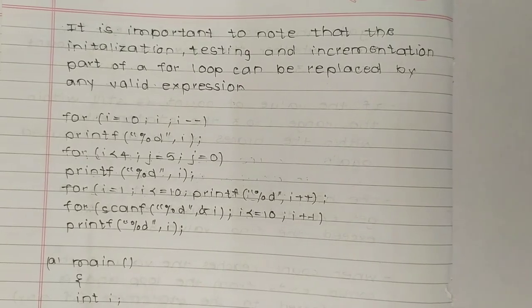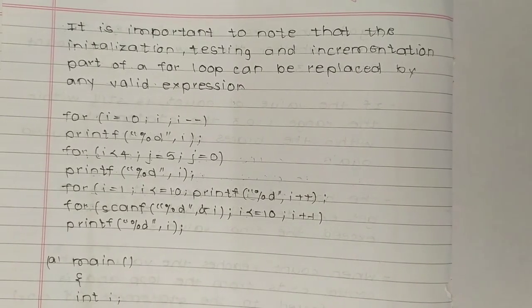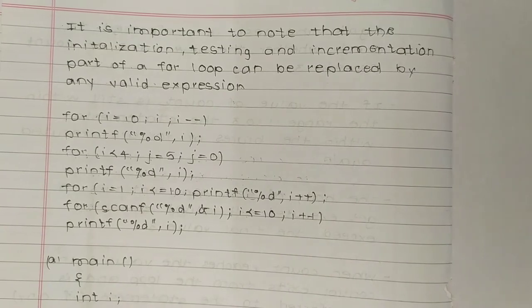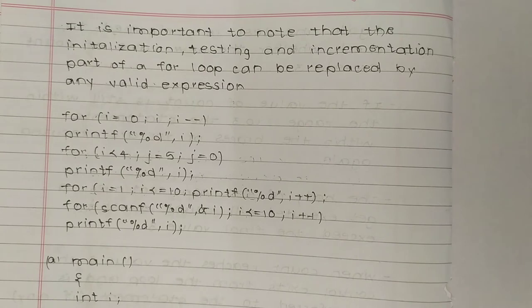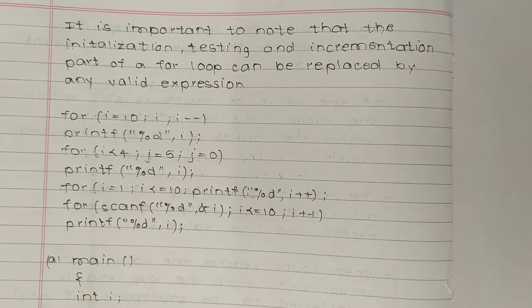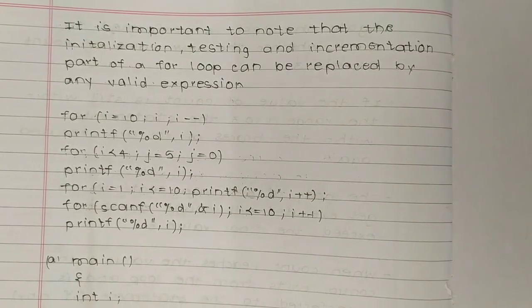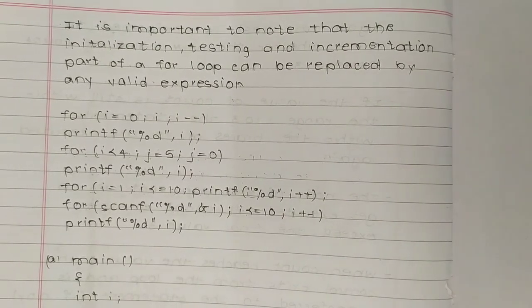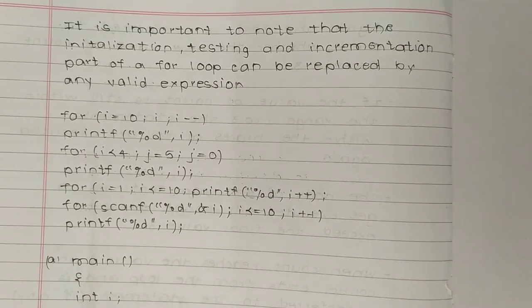It is important to note that the initialization, testing and incrementation part of a for loop can be replaced by any valid expression. So here we know that initialization, testing and the incrementation part can be replaced. That means now in the first statement: for i = 10, then i, and i--.